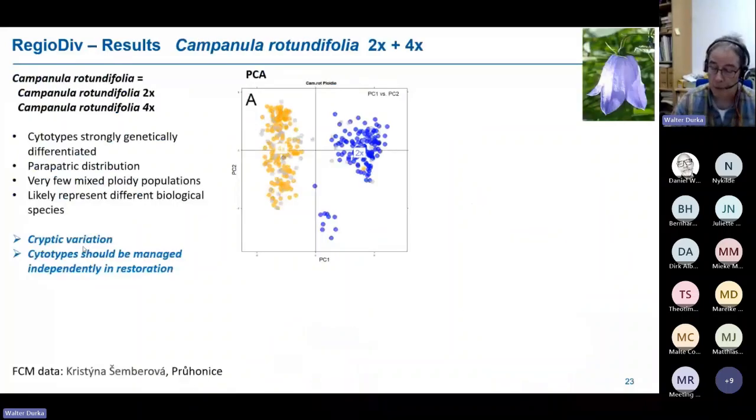The last example I want to present is Campanula rotundifolia, where we also know that the species occurs in 2 ploidy levels, the diploids and the tetraploids. And if we look into the PCA graph, we clearly see that these are strongly differentiated without any sign of gene flow between the 2, which says that functionally and biologically, these are 2 different biological species, and therefore they should be kept separate.